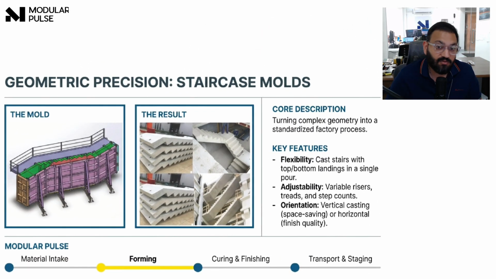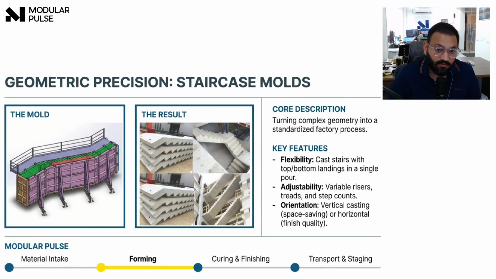Staircase molds. Now, this is a very practical problem on construction sites. Staircases are geometrically complex, labor intensive, and very sensitive to finishing quality. Casting staircases at site usually leads to dimensional errors, uneven risers, and poor finishing. Precast stair molds solve all of this. In a factory, staircases are cast in precision engineered molds. The entire staircase, including landings, risers, and treads, can be cast in a single pour.